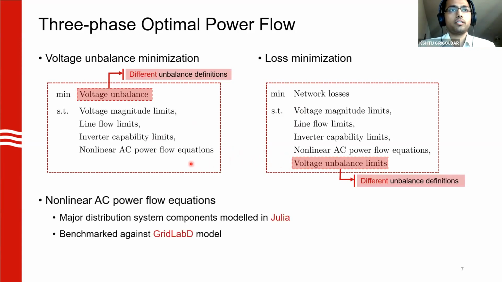Another thing to note here is that we use nonlinear AC power flow equations. To do this, we model the distribution grid in Julia, and we use IPOpt as the solver to solve the optimization problem. All the network data that we have comes from GridLab-D. So we benchmark the formulation against GridLab-D.